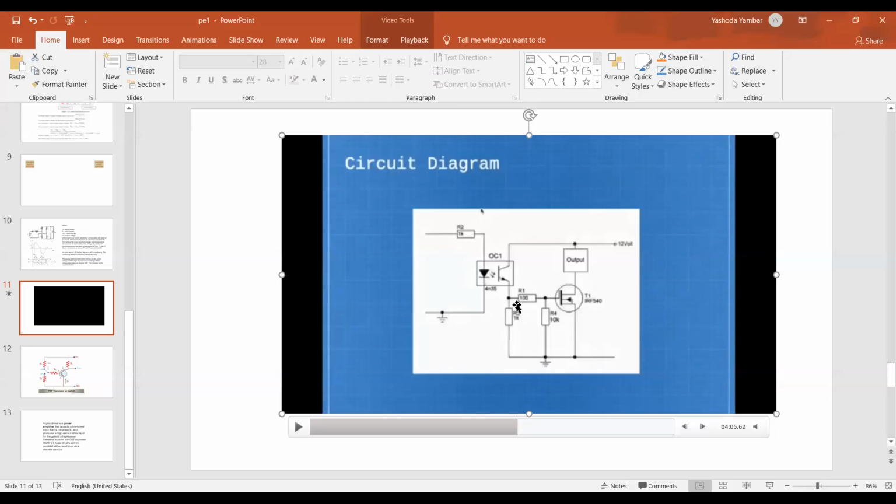But this current has to be controlled, and the required amount of current has to be applied to the gate terminal of the MOSFET. Therefore, we place the biasing resistors. These biasing resistors, or current limiting resistors, transfer the current towards the gate terminal of the MOSFET. And now the MOSFET is turned on.